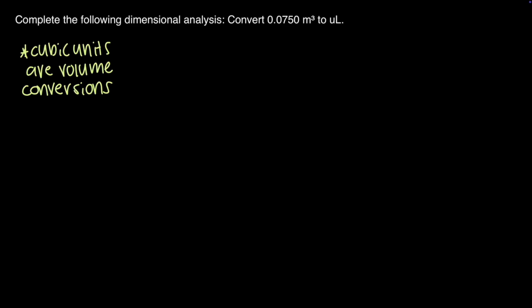Convert 0.0750 meters cubed to microliters. This conversion has volume due to the liter and the cubic unit. To connect the two, we can use 1 cubic centimeter is equal to 1 milliliter.